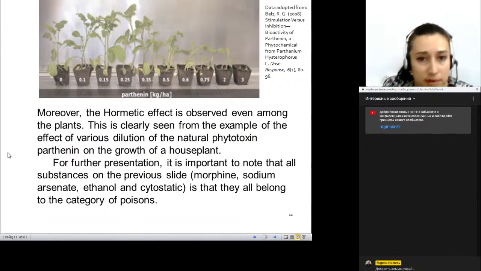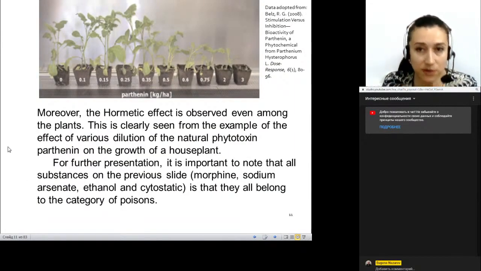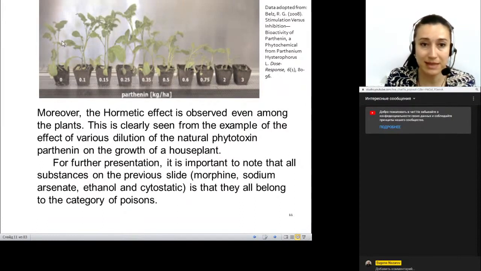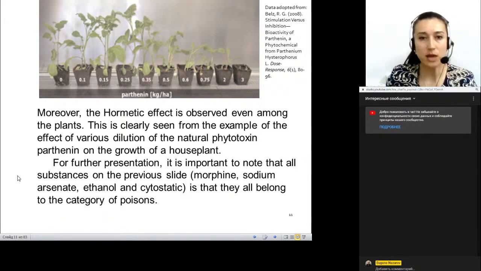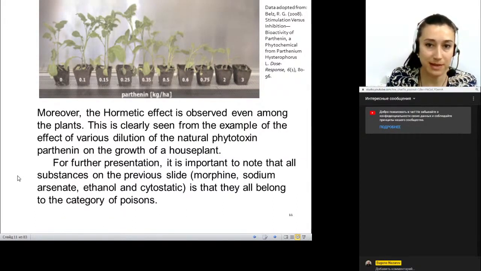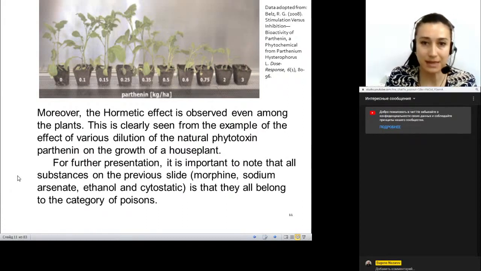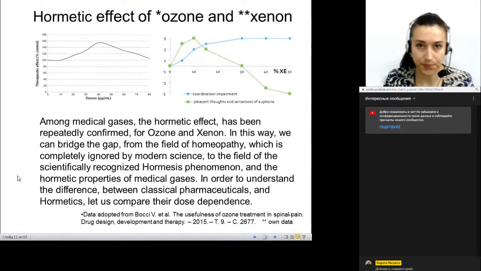So, moreover, the hormetic effect is observed even among the plants. This is clearly seen from the example that we show on this slide of the effect of various dilutions of the natural phytotoxin parthenin on the growth of house plants. For further presentation, it is important to note that all substances on the previous slide, morphine, sodium arsenate, ethanol, and cytostatic, belong to the category of poisons.